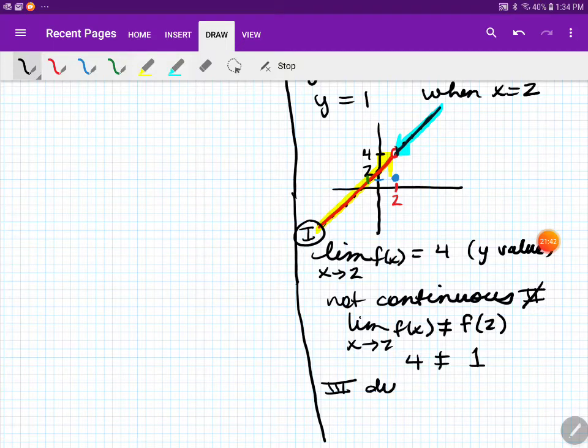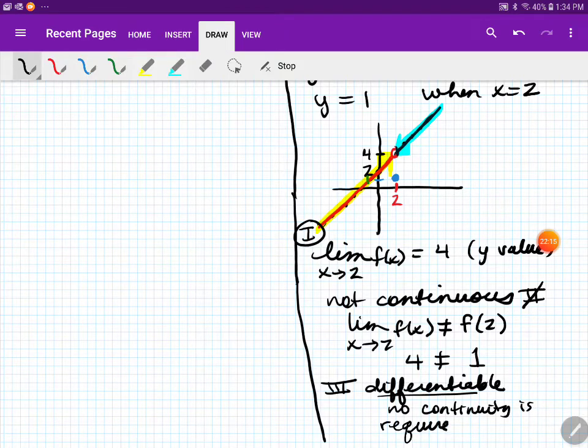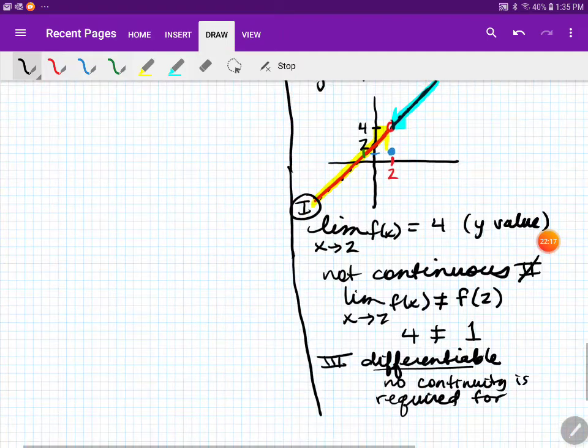And 3, is it differentiable? To be differentiable, it has to be continuous. I usually call differentiable rule number 4. The first 3 rules are the continuity rules, and it has to have all of them. So I would say this is no, because continuity is required for differentiability.